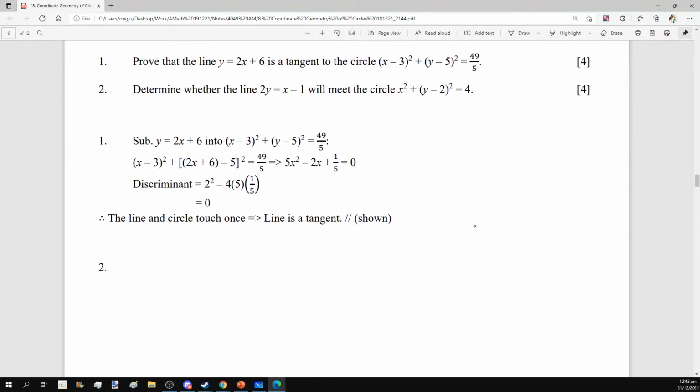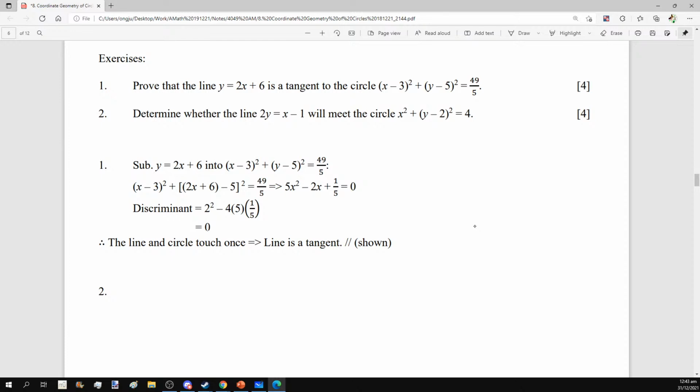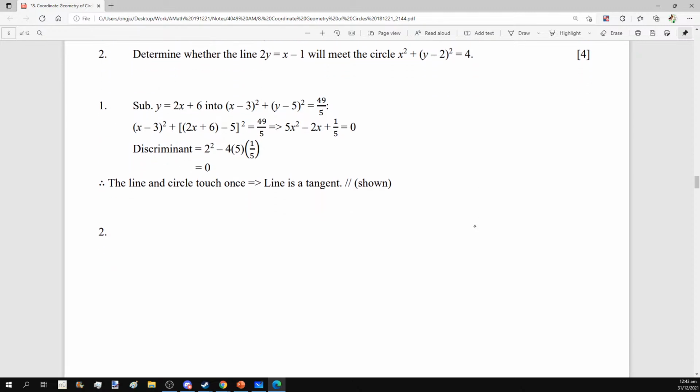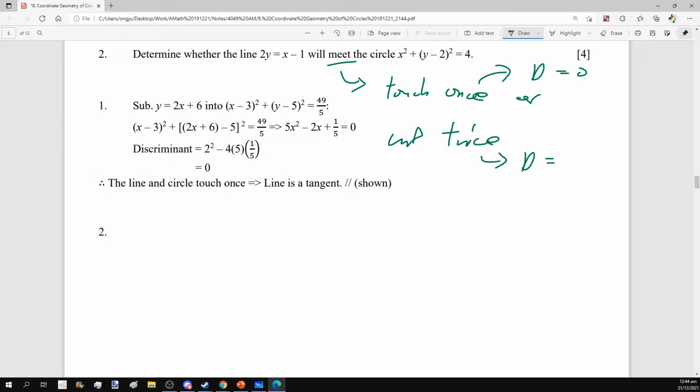Okay, so there are some exercises given over here. The first exercise is supremely trivial, so you can just take a look at that. The second exercise asks, can we find out whether this random line will meet the circle at all? Now, meet simply means that it can touch once, or it can cut twice. Either way is okay. If it touches once, we would expect the discriminant to be equal to 0. If it cuts 2 times, we expect 2 solutions, i.e. the discriminant will be greater than 0. So let us combine these criteria to get discriminant greater than or equal to 0.